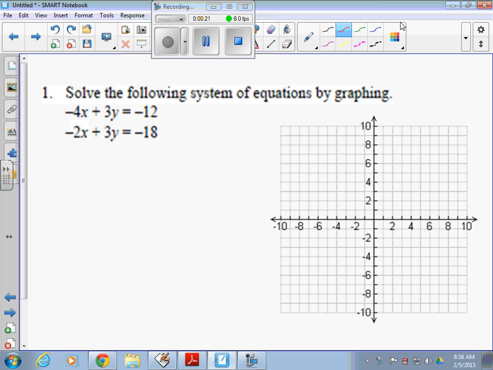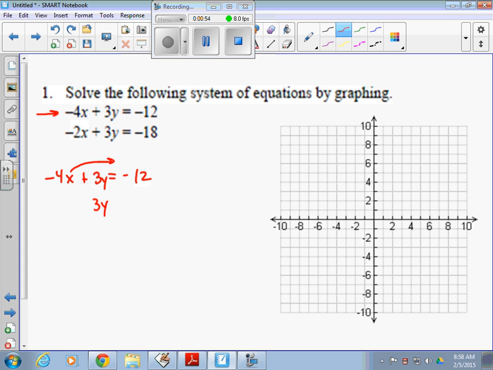The first step is to get these equations into forms that you are more comfortable graphing. You can use x and y intercepts for this, or you can put them into slope-intercept form, which most of us probably do. This first equation, negative 4x plus 3y is equal to negative 12. You want to make it say y equals mx plus b by moving the x variable to the other side. That's the first step, undo the negative 4x.